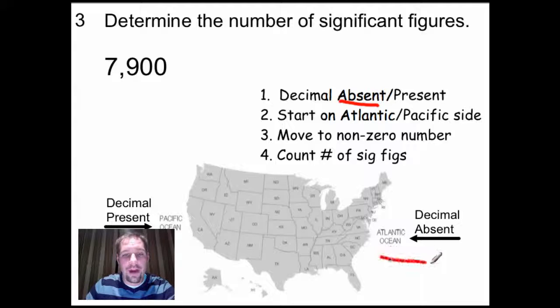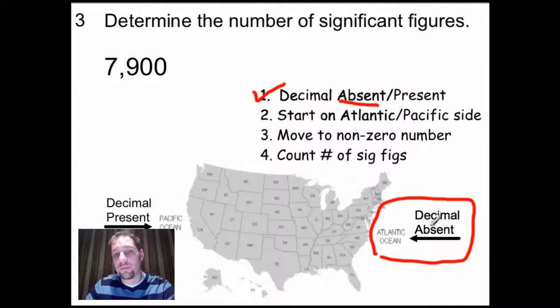If my decimal is absent, I'm going to start on this side of my number. So I said my decimal is absent. I moved on to my Atlantic Pacific rule. My decimal is absent. Absent starts with an A, so I'm starting on the Atlantic side of my number, which is going to be the right side of my number, as we can see from our map. So now I'm on this next step here. I'm going to move across this until I hit the first non-zero number. So here I am on the right side, and I'm moving across this till I hit the first non-zero number.